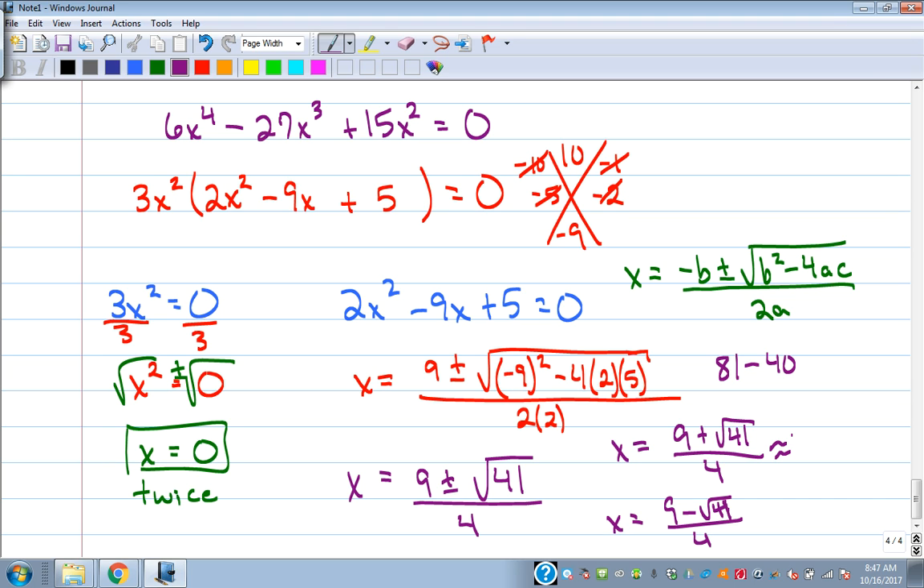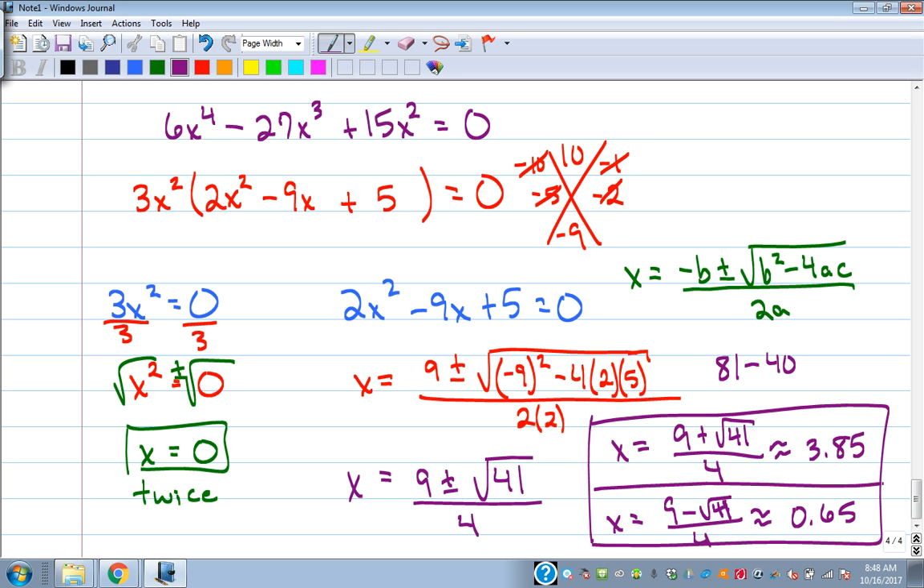Remember we did decimal approximations for that back when we did those? So 9 plus the square root of 41, then divide that by 4, is 3.85 about. 9 minus the square root of 41 divided by 4 is 0.65. Those are our two solutions. The exact solution is what I really want, but these are going to be important when we start looking at the graphs later on this week, knowing where those are across the x-axis. So 1, 2, 3, 4 answers for a fourth degree polynomial. Fourth power was the highest one. We're going to get that same number of answers.